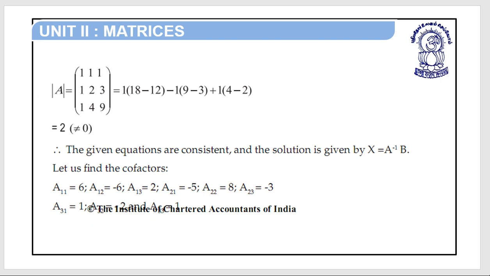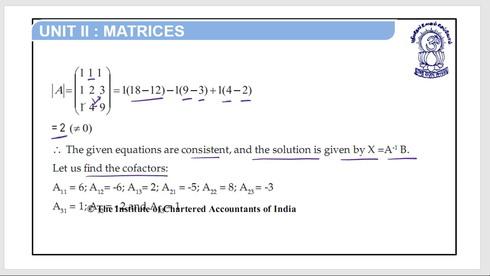Mod A, determinant of A. So 1 times (18 minus 2 9s are 18 minus 4 3s are 12), minus 1 times (1 9s are 9, 1 3s are 3), plus 1 times (1 4s are 4, minus 1 2s are 2). So the answer is 2, not equal to 0. The given equations are consistent and the solution is given by X is equal to A inverse B.